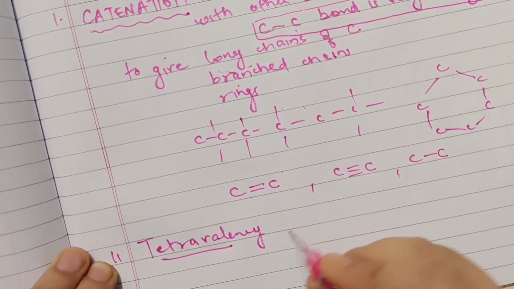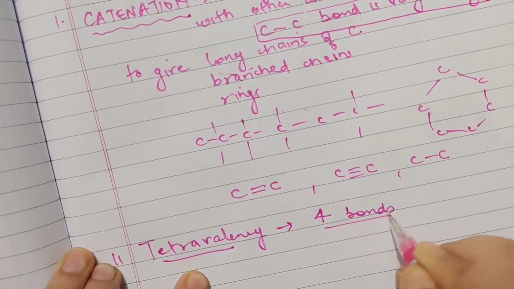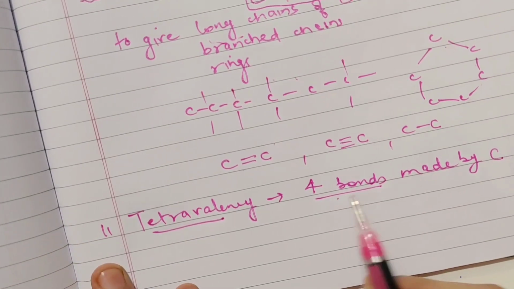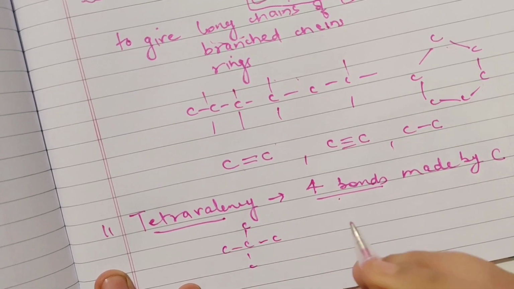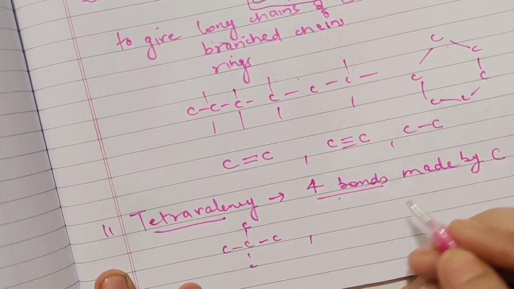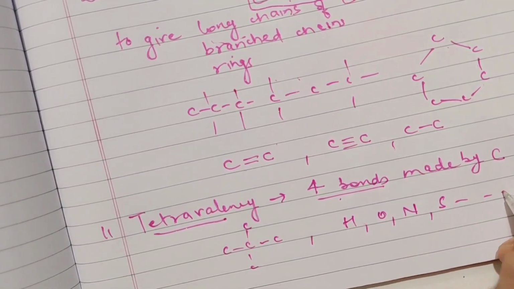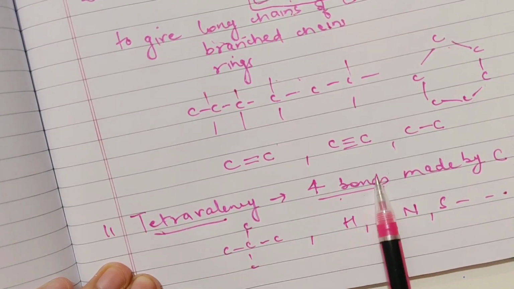Tetravalency, as the name suggests, means that carbon can make 4 bonds. Okay, so it can make 4 bonds with itself, with 4 carbon atoms, or it can bond with hydrogen, oxygen, nitrogen, sulfur. Okay, it can bond with many atoms, chlorine, fluorine, bromine. That also increases the number of carbon compounds that are possible. Okay, now that all is possible because carbon can make 4 bonds.